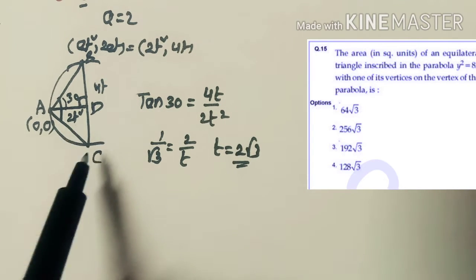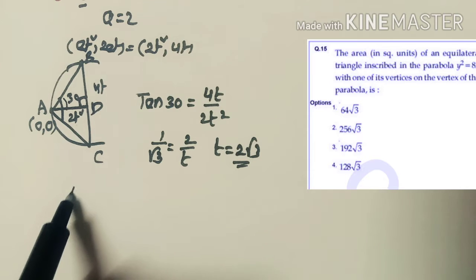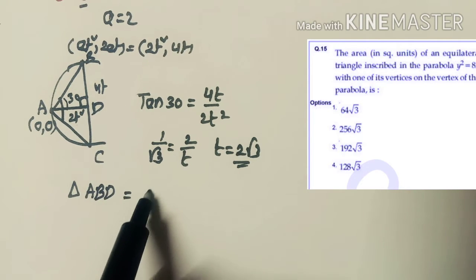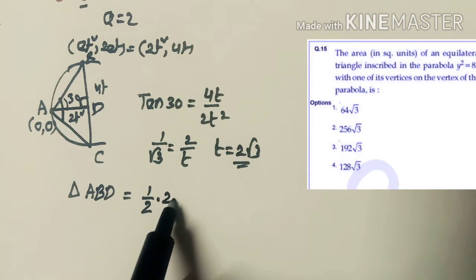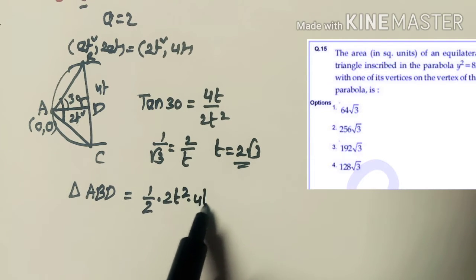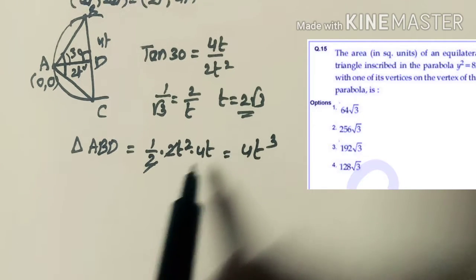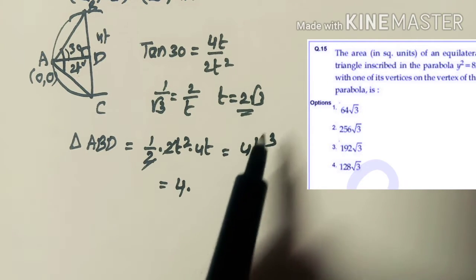We want to find the area of the triangle ABC. First we take the area of the triangle ABD. Area of triangle ABD is equal to half into base into height. Half into 2t square into 4t, which is equal to 4t cube. But what is the t value? t is equal to 2 root 3.